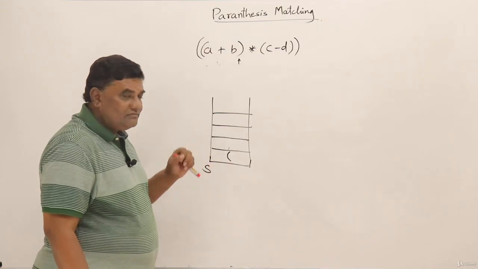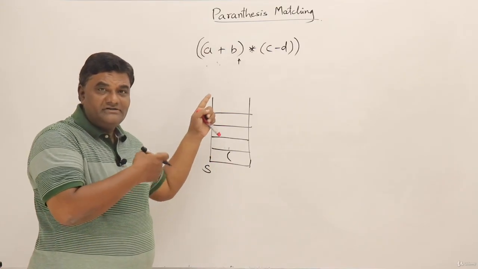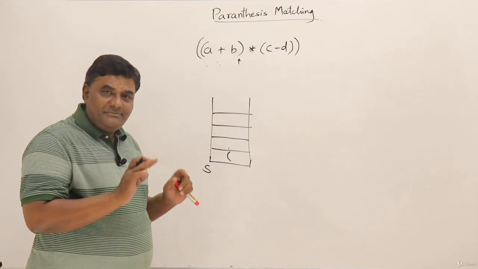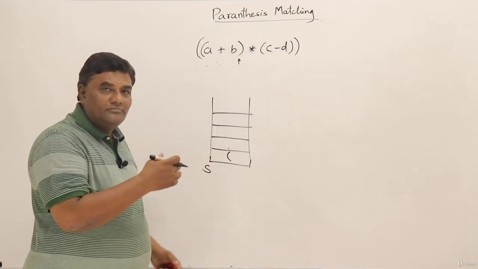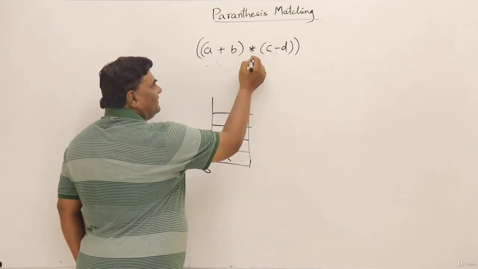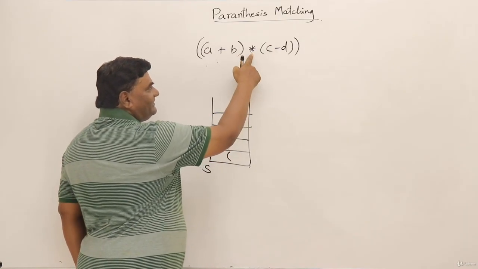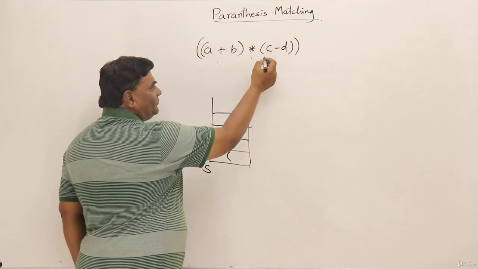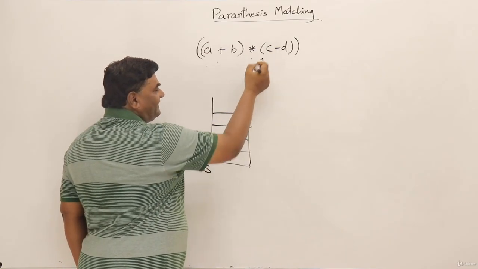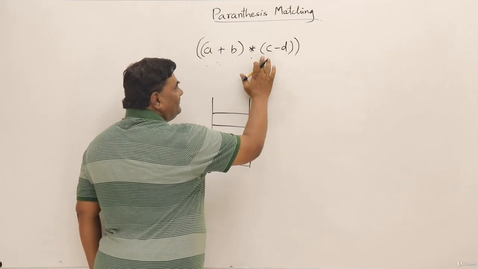One symbol I have popped out. But don't push that closing bracket into the stack. It means we found a match. That's all. Move ahead. Next, this is an asterisk. It's neither an opening nor a closing bracket, so move to the next symbol. This is an opening bracket, so push it into the stack. Then move to the next symbol.